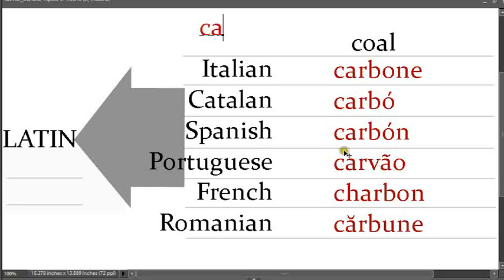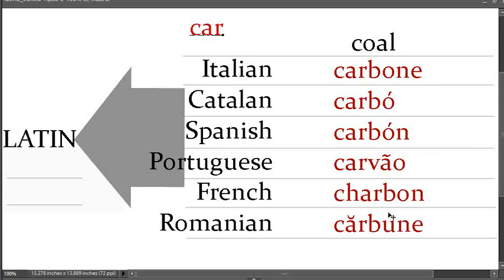So there's the A. Okay, and then after that there is an R in every single one. So I'm going to put in an R. Okay, now we get to an interesting part. The next letter in most of them is a B, except for in the Portuguese where it's a V.